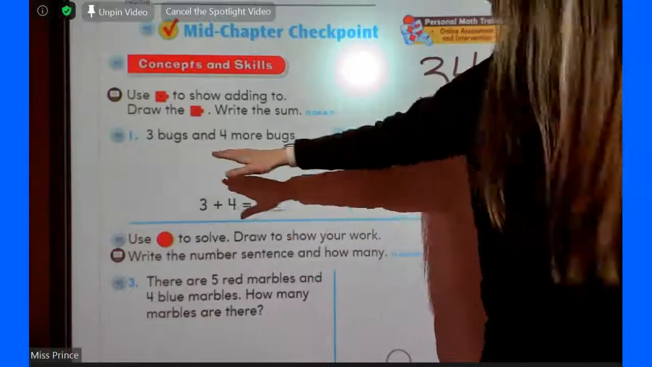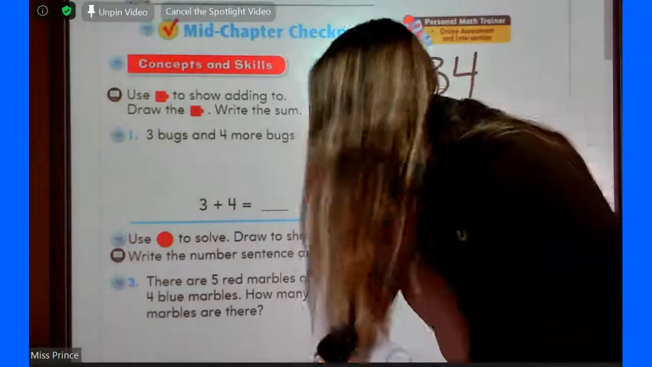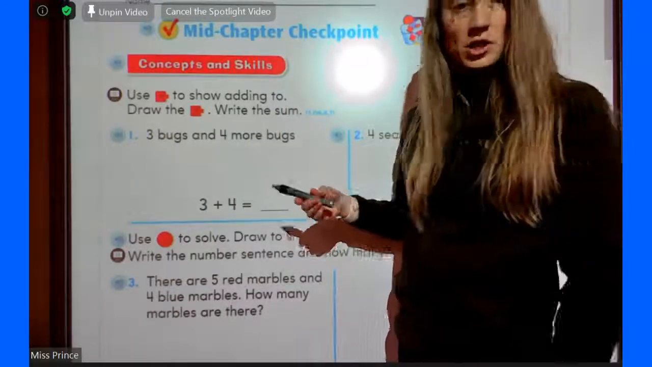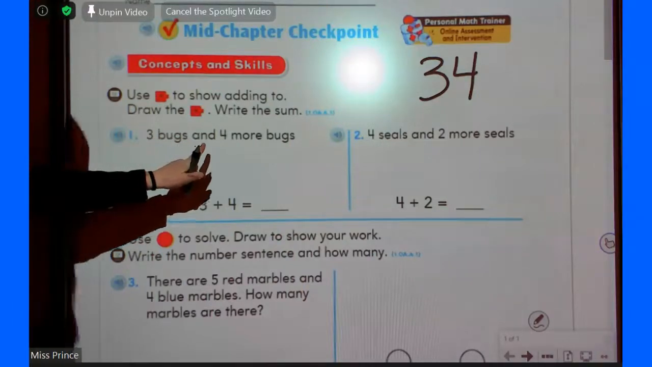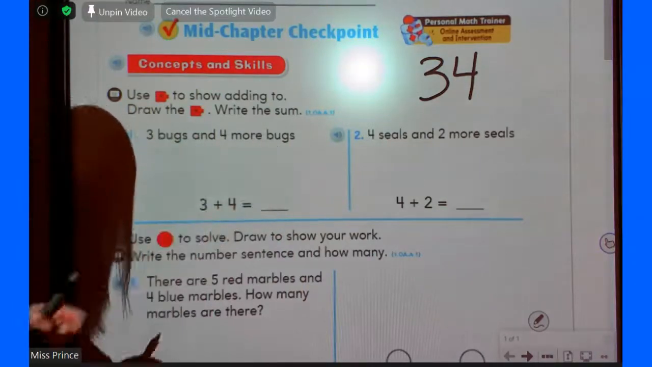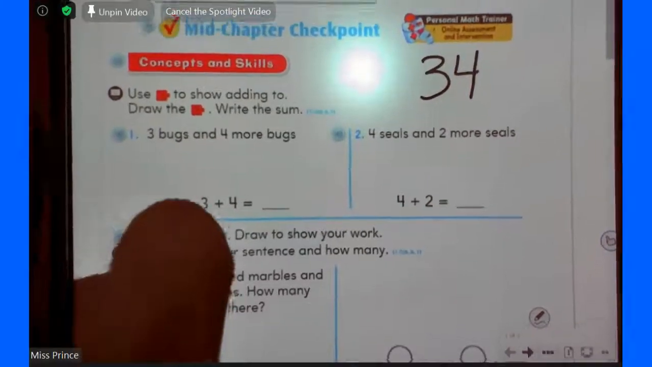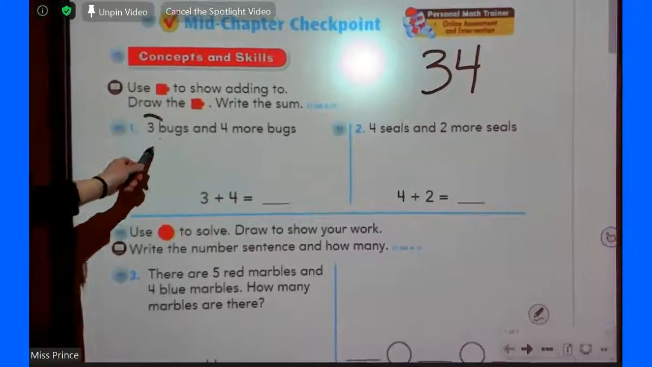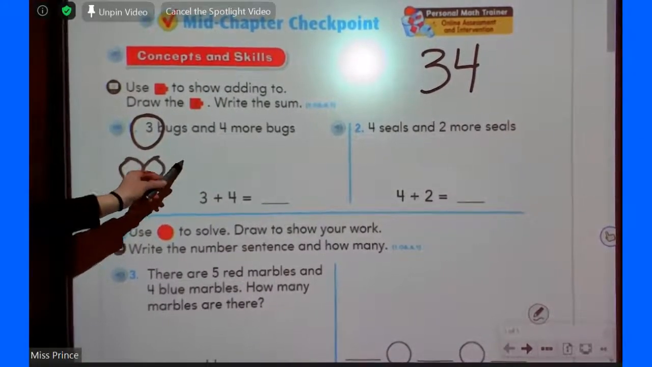We're going to be drawing to show our equation, and then we need to solve it. So we're going to circle important information. 3 bugs and 4 more bugs. So the first thing that we want to circle is the 3. So we're going to draw 3 bugs. 1, 2, 3.